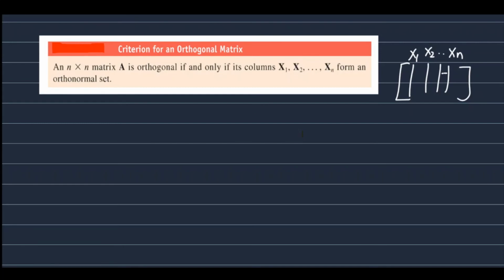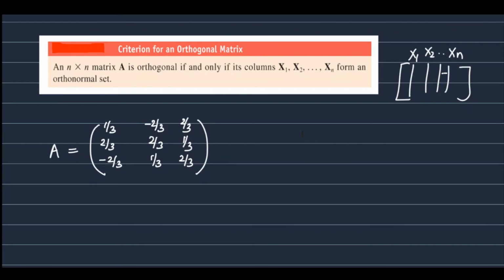For example, we will see the matrix A, which we have already proved is an orthogonal matrix, with entries 1 by 3, minus 2 by 3, 2 by 3, 2 by 3, 2 by 3, 1 by 3, minus 2 by 3, 1 by 3, 2 by 3. In the last lecture, we showed that A transpose A is the identity matrix. So this matrix is orthogonal. Now we will see what about its columns.